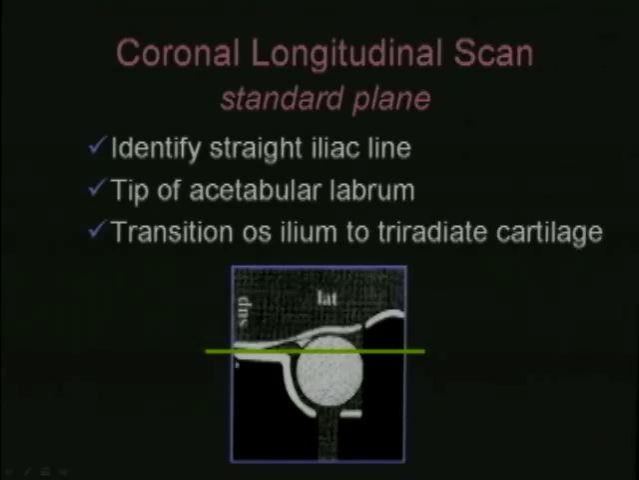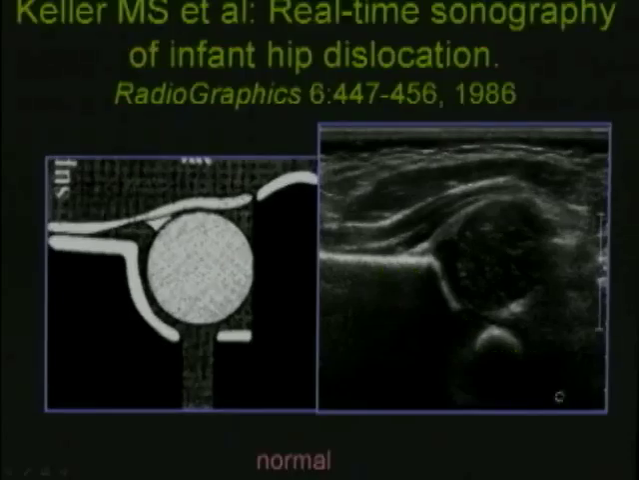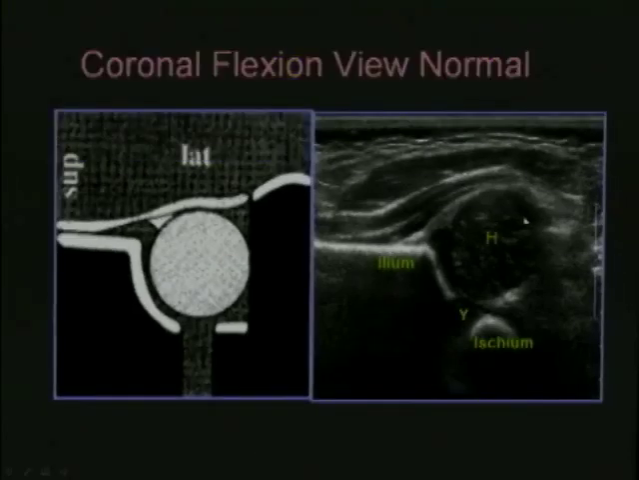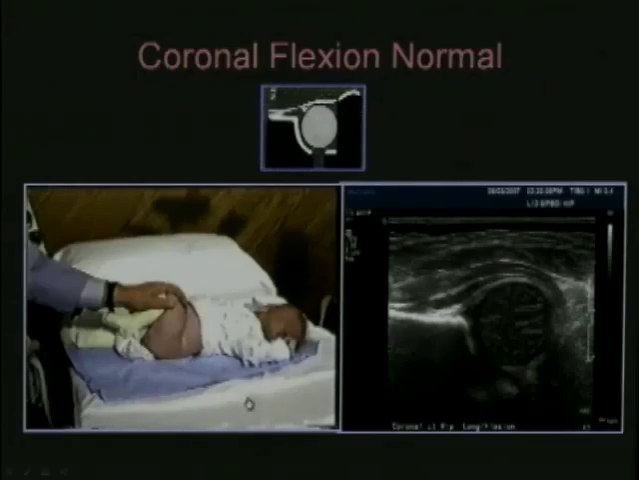Now, when we draw a line along the iliac bone, we should see at least 50% of the head below that line. So here we have the head, the Y cartilage, the ischium, the ilium. And drawing a line along, we see that 50% of the head is within the bony socket, which is within normal limits. Here we can see how that part of the exam is done.